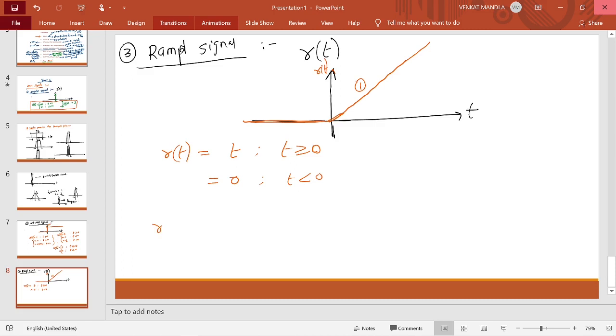You can also represent r of t differently. If you don't want to specify these limits, you can represent it as t into u of t. Why? u of t represents the positive side of the signal. u of t is 1 for t greater than 0, so you multiply t with 1. For t less than 0, you multiply t with 0, and 0 into t gives 0. So I will represent r of t as t into u of t.